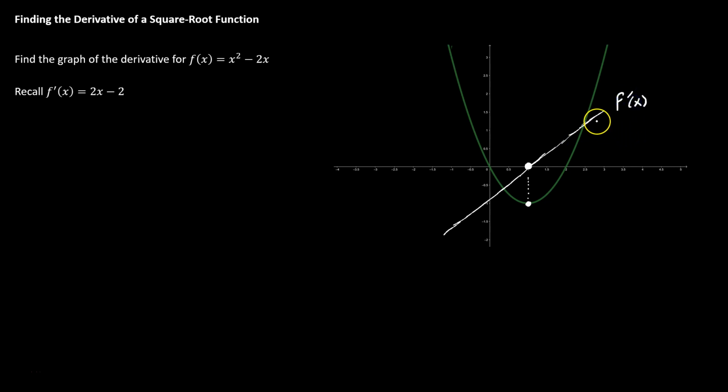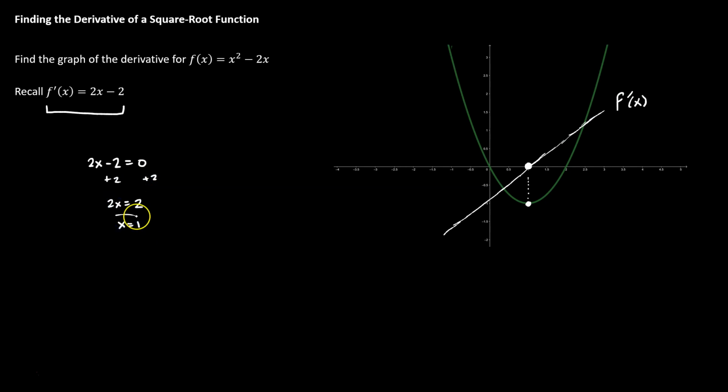Now another way to graph the derivative is to literally calculate it and then plot that line. We can see that this is a line, 2x minus 2. And if we wanted to find the x-intercept, all we need to do is set the function equal to 0.